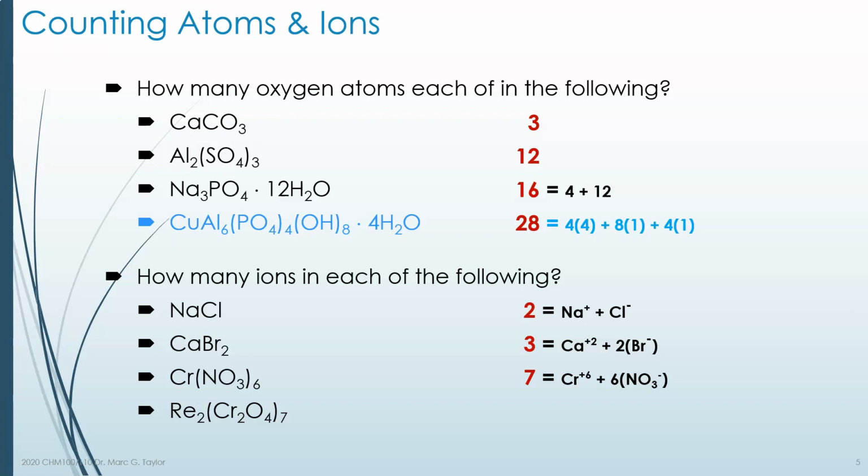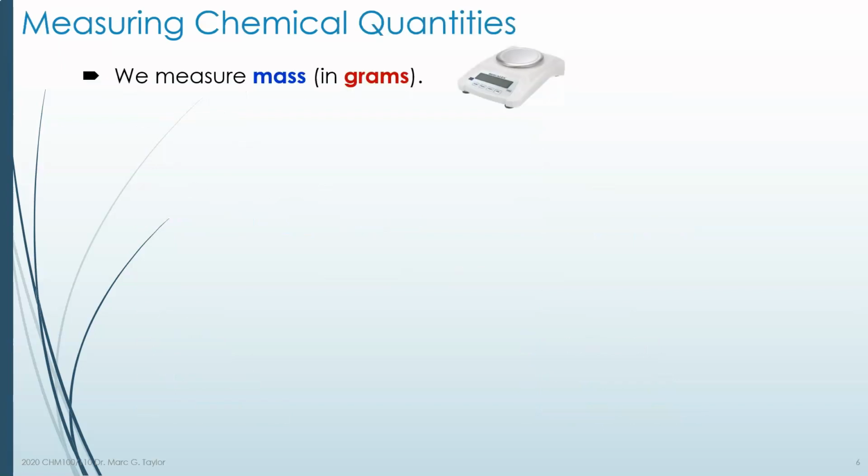So the dichromate is a polyatomic ion just like nitrate. And we have 7 of them in this particular formula and 2 rhenium ions. The 2 rhenium ions are both plus 7. It's not written here, but they're both plus 7. And 7 dichromate ions for a total of 9 ions. So that's how we count the individual pieces of a molecule or a formula unit. In the first case, we counted atoms of oxygen. In the second case, we counted all the different kinds of ions.